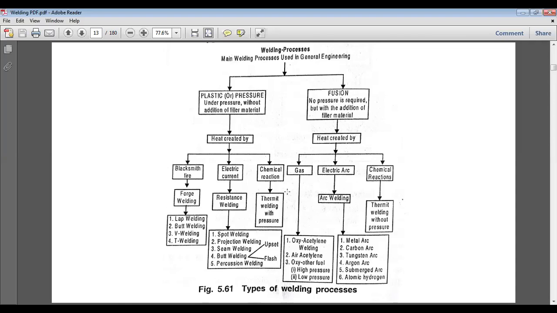So in arc welding we have different types of arc welding: metal arc welding, carbon arc, tungsten arc, argon arc, submerged arc, and atomic hydrogen welding. So we'll be discussing all arc welding in detail, along with the construction and equipment that we are using. So arc welding is very important, and we'll be discussing it. So this was about classification of welding and how heat is generated and what are different types of welding, pressure welding and fusion welding.